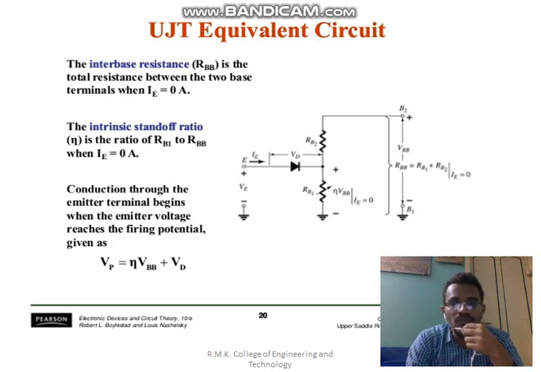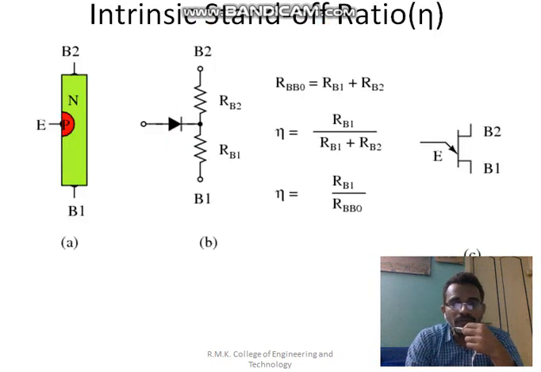So we have the peak voltage, where the peak voltage is given with an equation as eta, your intrinsic standoff ratio, into VBB plus VD. VD is the voltage across the diode. Fine. So with respect to this, we will see a small example problem.